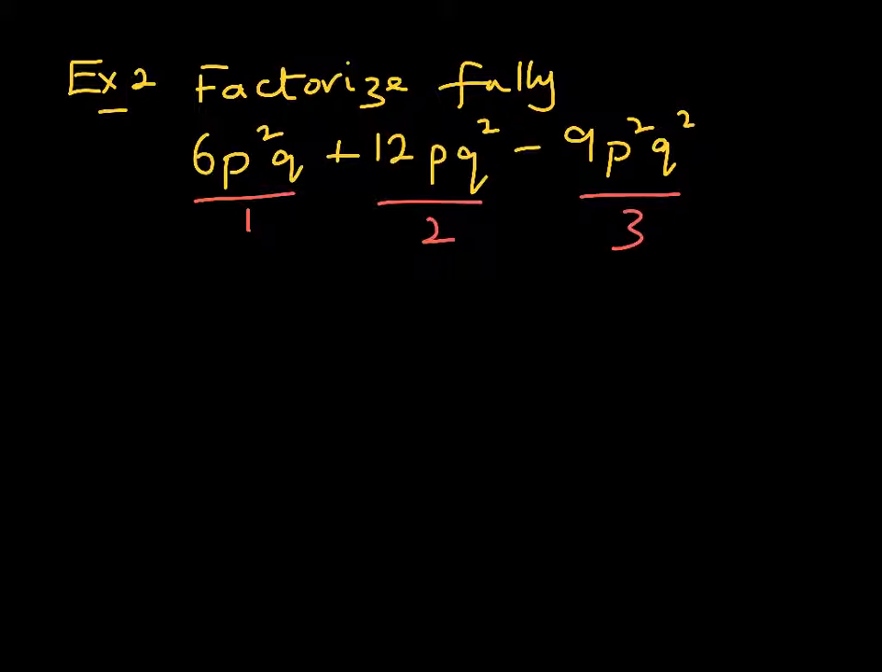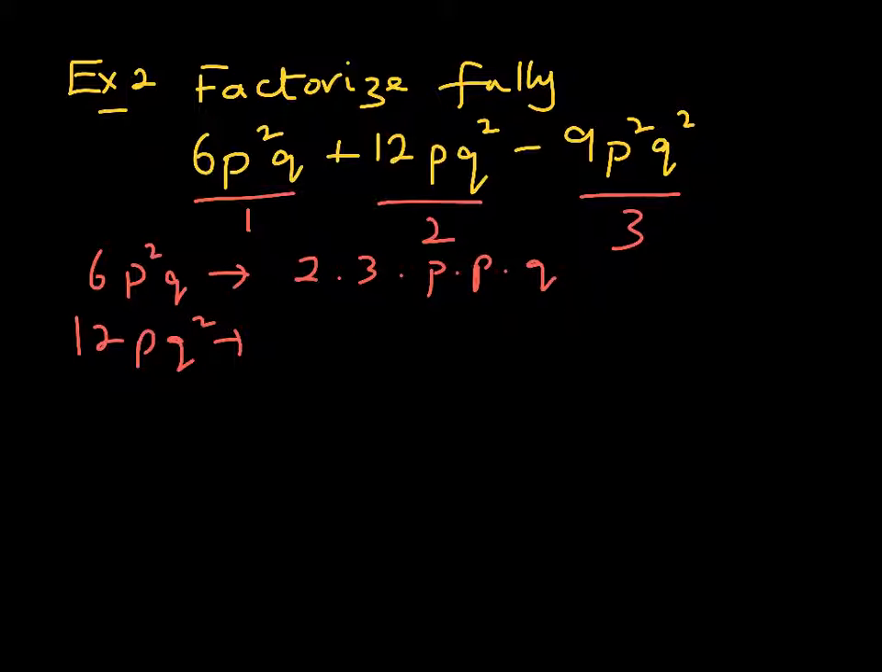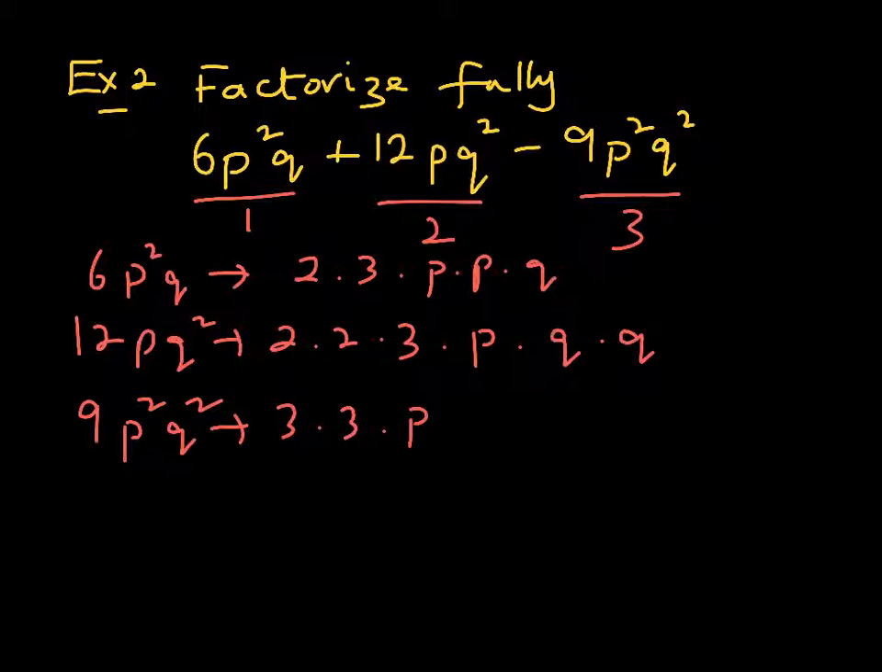So first, let's check out the factors. 6p squared q. The factors here are what? 2 times 3 times p times p times q. What about 12pq squared? The factors here are 2 times 2 times 3 times p times q times q. What about 9p squared q squared? Okay, that is 3 times 3 times p times p times q times q.